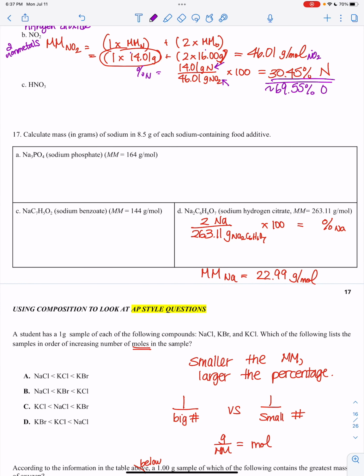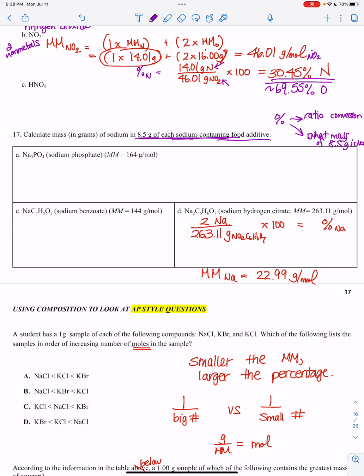For question 17, I gave you 3 different compounds, and I just want you to calculate the mass of sodium in 8.5 grams of each sodium-containing food additive. Whew, a lot of work here. All right, so you're going to have to get the percentages, and then you can get some sort of ratio conversion factor. And then you could use that to figure out what mass of the 8.5 is sodium. So I'm going to do that for letter D here. I kind of started getting us set up, but I wanted to wait.